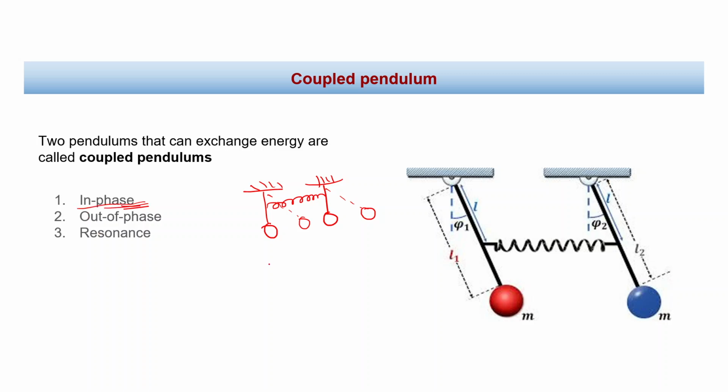Out of phase happens when we displace one in one direction and the second pendulum in the opposite direction. The amount can be the same, but the direction of displacement is different. Then the motion of these pendulums will be called out of phase.